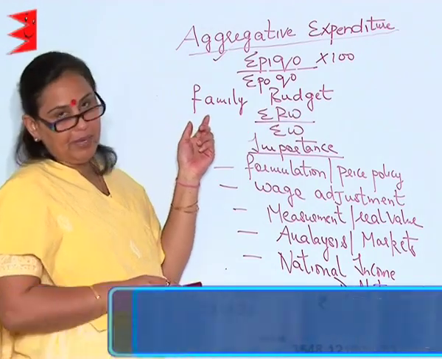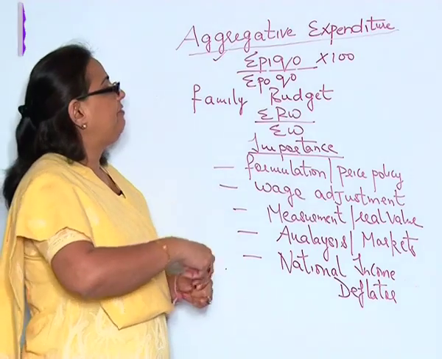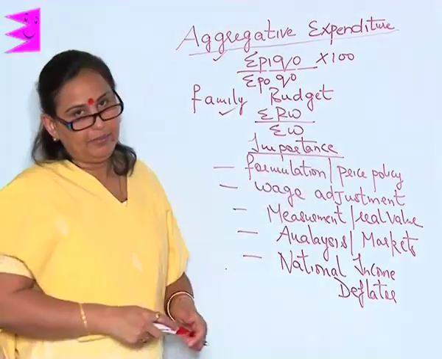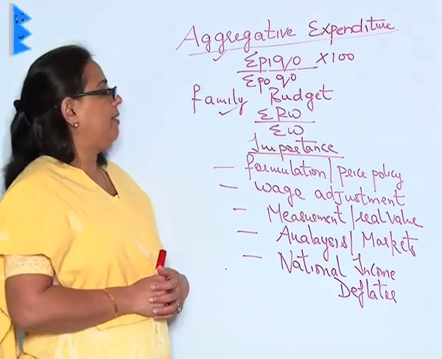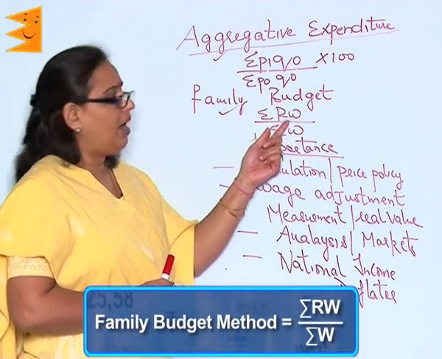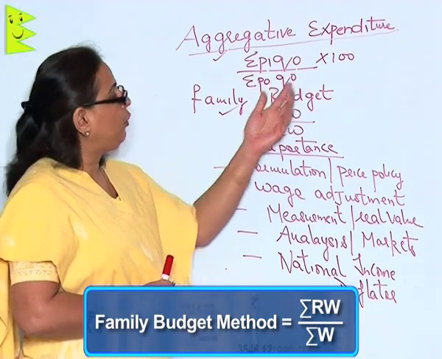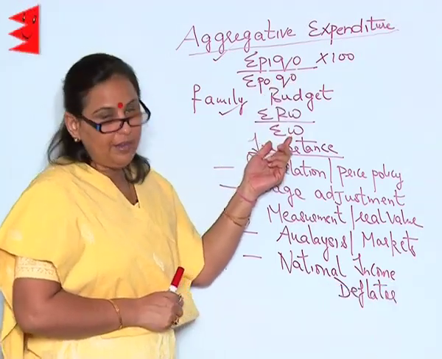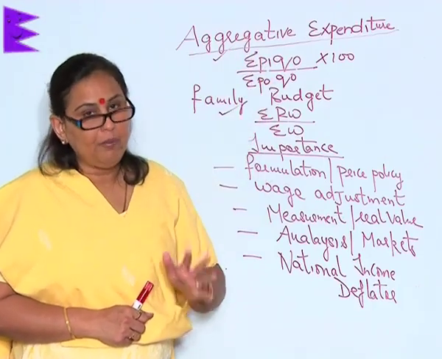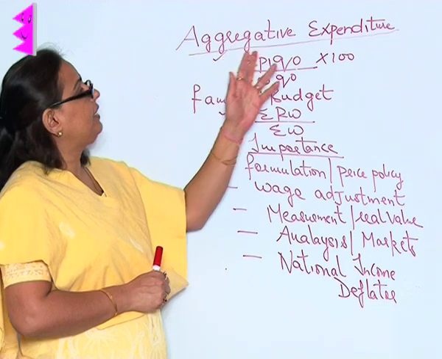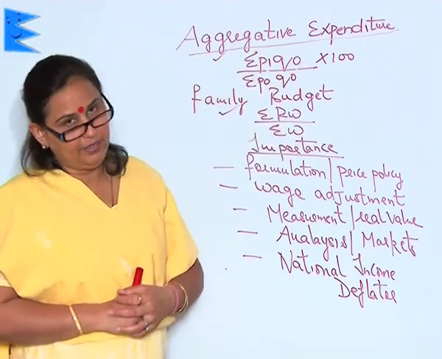And the second method of CPI, the consumer price index, is the family budget method. In the family budget method, the formula which has to be applied is sigma RW upon sigma W. So, these are the two formulas which you need to learn to construct the CPI, the consumer price index. First is the aggregative expenditure method and second is the family budget method.